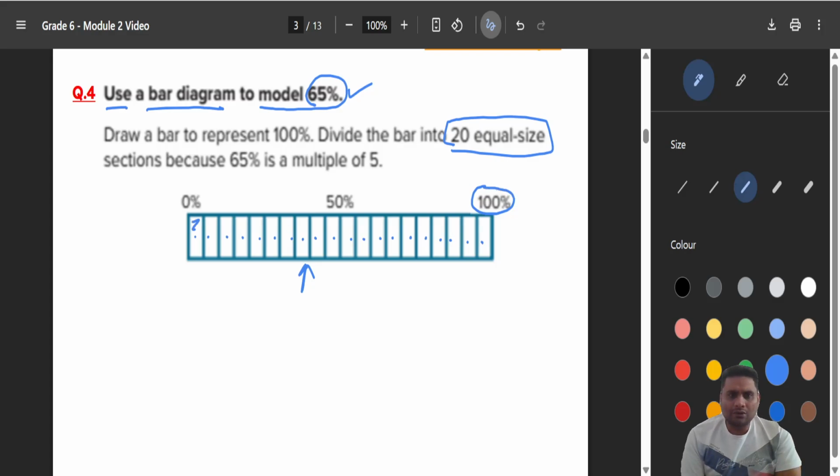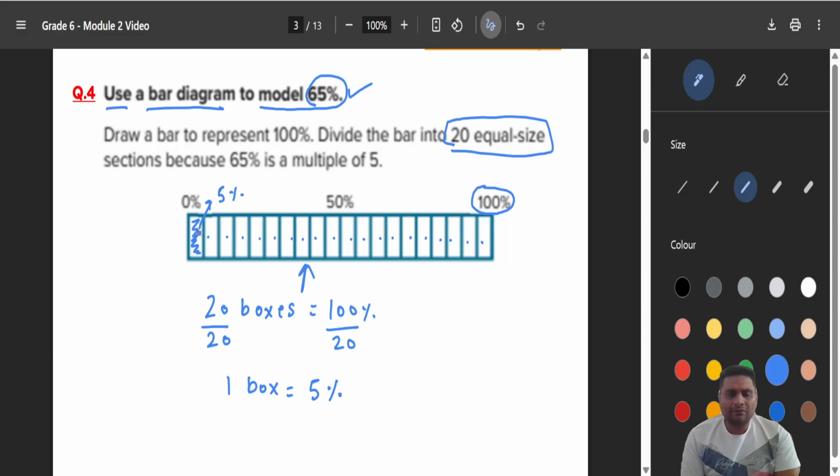So let's check one box is equal to how many percent. He said 20 boxes are equal to 100%. For one box, what will I do? Divide by 20, divide by 20. Because if you divide any number by the same number, it becomes 1. So I will get one box very easily, correct? So one box is equal to 100 divided by 20, 5. That is, one box is equal to 5% here, correct?